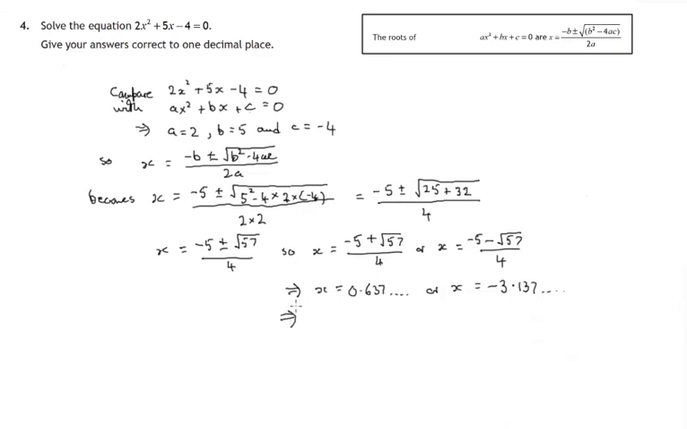So let's round this to 1 decimal place. So x equals 0.6, chopping a 3 off, so it's nearer to 0.6 than it is to 0.7, or x equals negative 3.1. It's nearer to negative 3.1 than it is to negative 3.2, because we're chopping a 1 off there. So that's both correct to 1 decimal place. So these are the two values that were asked for.